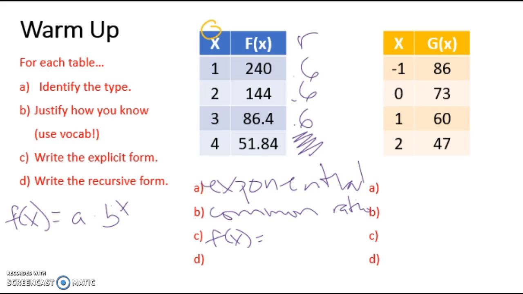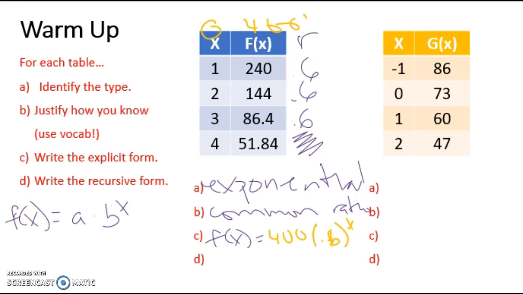So here, notice if we go down the table, we will multiply by 0.6. So that means if we're going to go upward, we're going to divide by 0.6. So we're going to take 240 divided by 0.6, and that's going to give us 400. Okay, so excuse my chicken scratch. So we have 400 times b, our common ratio, 0.6, raised to the x. Okay, and that is our exponential form.